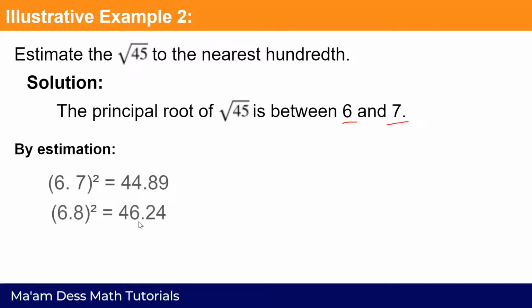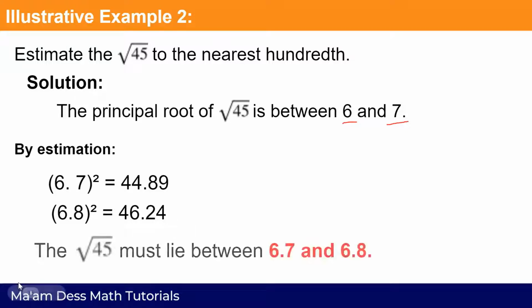So, by estimation, let us use 6.7 or 6 and 7 tenths multiply by itself again. So, 44 and 89 hundredths. Next, 6 and 8 tenths multiply by itself. Ang sagot po ay 46 and 24 hundredths. The square root of 45 must lie between 6.7 and 6.8.